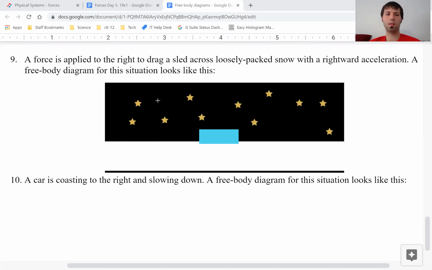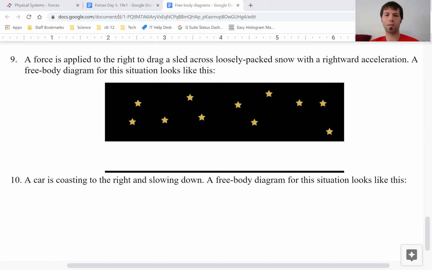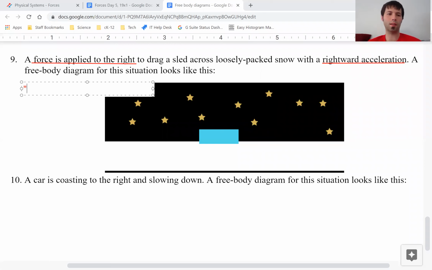It's being forced to the right. Let's highlight some words. A force is applied to the right, so this is going to be an applied force to drag a sled across loosely packed snow with a rightward acceleration. That word rightward acceleration tells me that this is unbalanced. Okay, so let's get that one easy force out of the way so we can deal with the vertical.